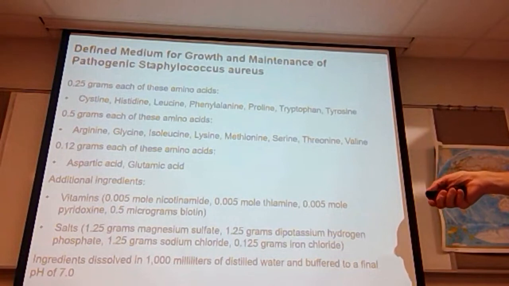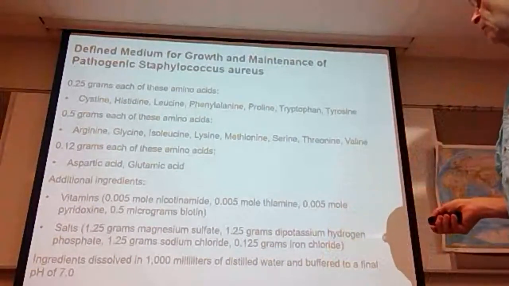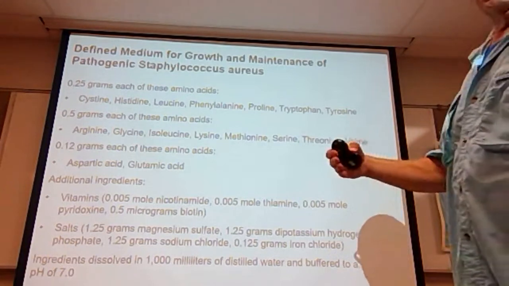Now, this would be a liquid medium because all it contains is water. If, however, you wanted to grow these on a solid surface, you would then add an appropriate amount of agar powder to this 1,000 milliliters of distilled water, and you would then make what is referred to as a nutrient agar.